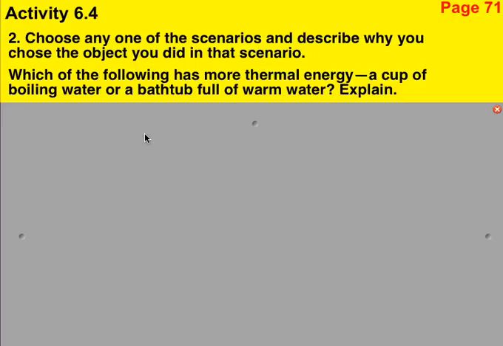Again, I'm not sure why the book has this one. I would just go with this one, otherwise it really doesn't make sense. So which of the following has more thermal energy? A cup of boiling water or a bathtub full of warm water? Explain. And then finally, conclusion. What determines how much thermal energy an object has? Go ahead, complete these, and we're going to go over these in class.